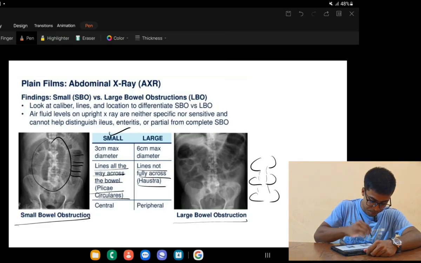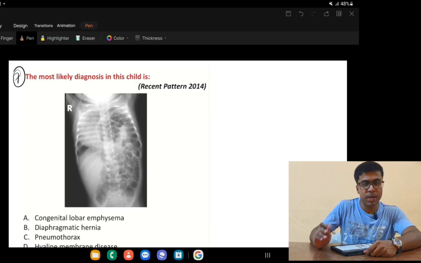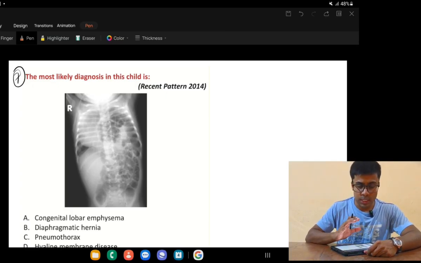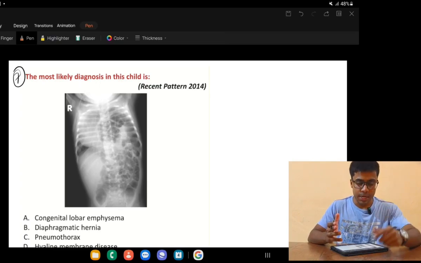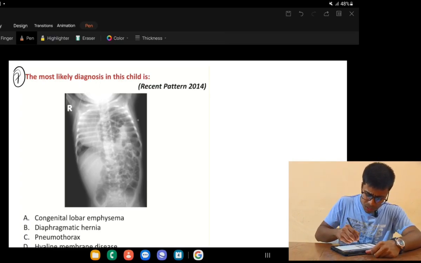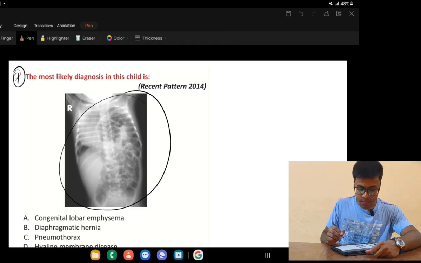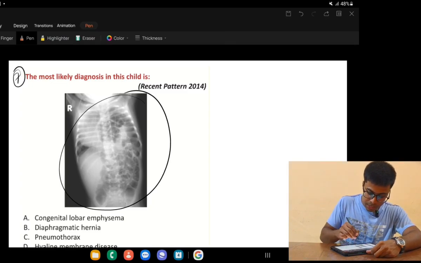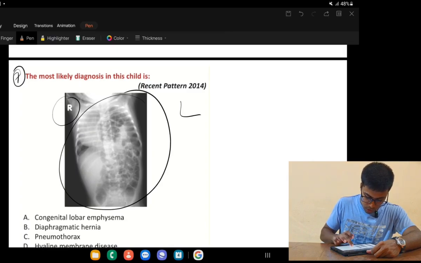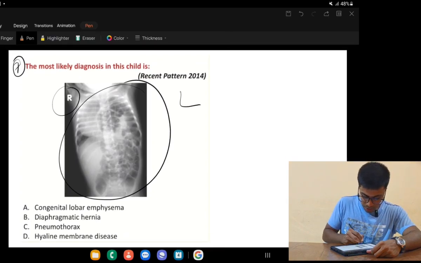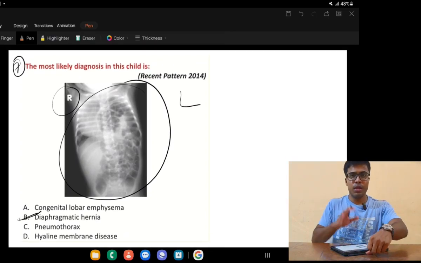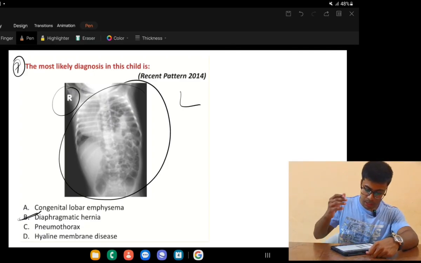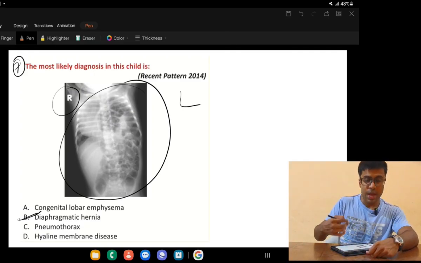So next question. Most likely diagnosis is one of the commonest questions asked in the history of any foreign medical exam or any Indian exam. Of course, it's a diaphragmatic hernia, but we have to see the side again. This is the left, this is the right, already given. So what should we do in this case? It is diaphragmatic hernia for sure, but we'll discuss it now in the explanation.